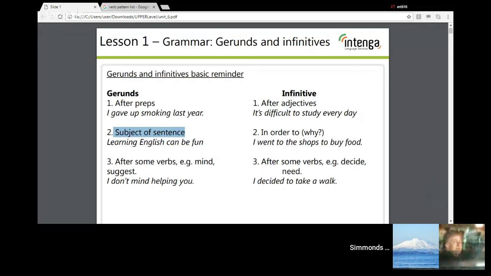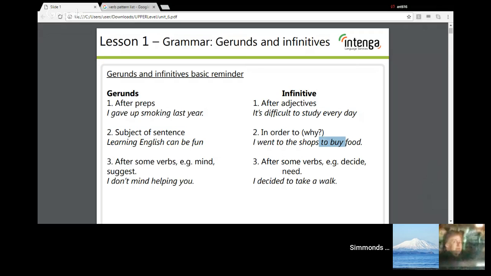Studying is difficult every day. Okay? In the second one, in order to, okay, I went to the shops to buy food. So we're using it here, okay? What are you doing? Why are you going to the shops? To buy food. Okay, so that's what they're talking about here.